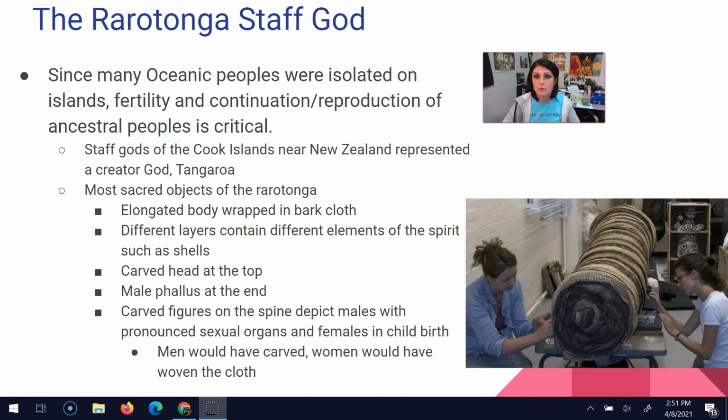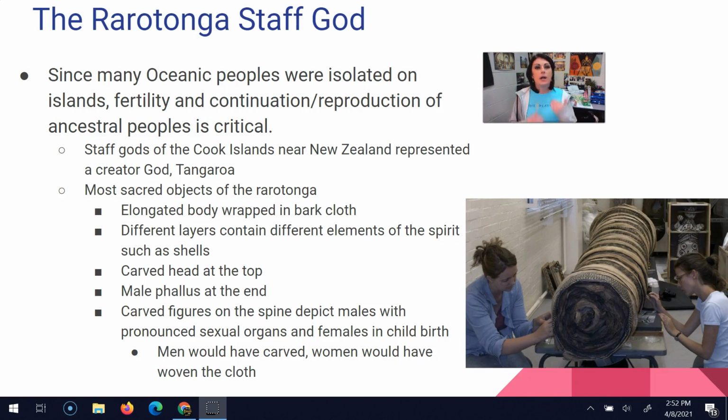So what they presented them with was called the Rarotonga staff god, all right? And this was an incredibly labor-intensive thing that these guys had to make. And they brought them 14 of them. Like, this is really, really important. And you can understand on an isolated island culture, continuation and reproduction of these people, especially these ancestral families, was really, really important.